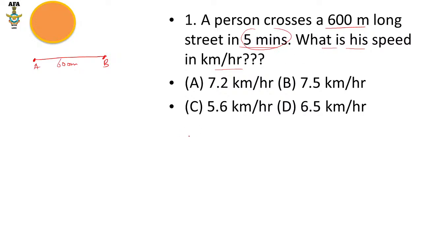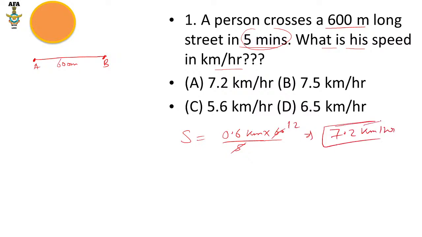What is the formula of speed? Speed is equals to distance by time. Distance is 600 meters. So we need to convert it into kilometer. So 600 meter, what we can write? 0.6 kilometer, and we will convert this 5 minutes into hours. So कैसे करेंगे? 5 minutes into hours, 5 by 60, 5 divided by 60. If I divide it over here, I will get 60 over here. So 5 12s are 60 and 12 6 are 7.2. 7.2 kilometer per hour will be the correct answer for this question. This is question number 1 and we got the correct answer as 7.2 kilometer per hour.